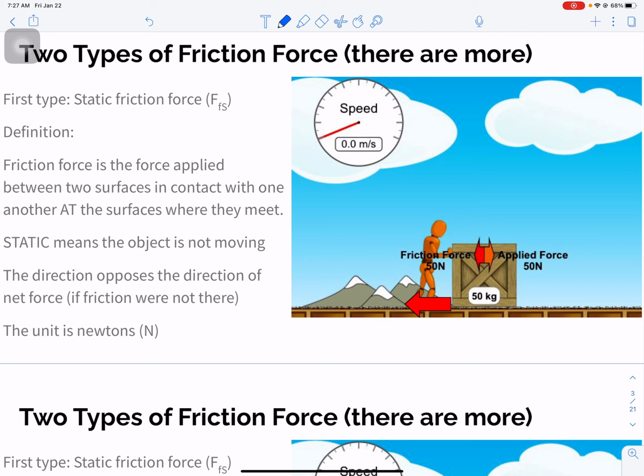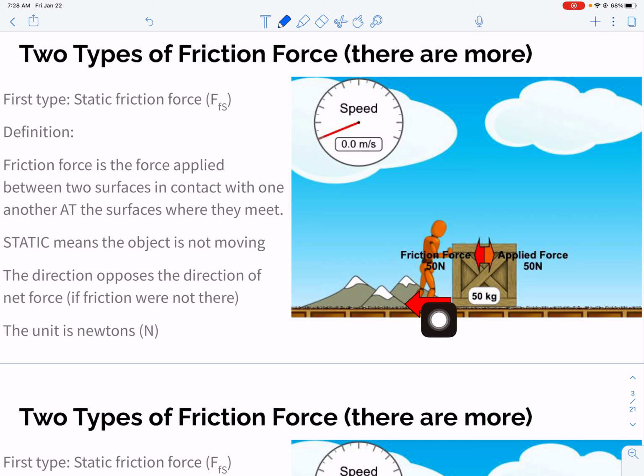It is 50 kilograms, and we have a man pushing with a 50 newton force. I know it says applied force. And then there's a friction force because I've got 2 surfaces in contact with each other, the box and the ground floor. At the surface where these 2 meet is where the friction force happens.